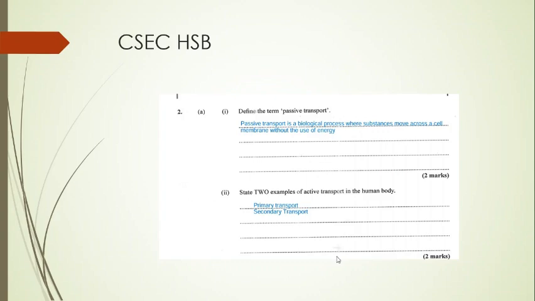For part two, state two examples of active transport in the human body: primary transport and secondary transport.